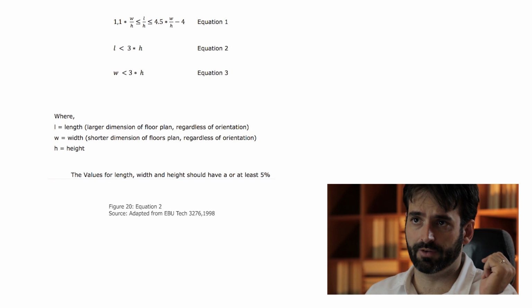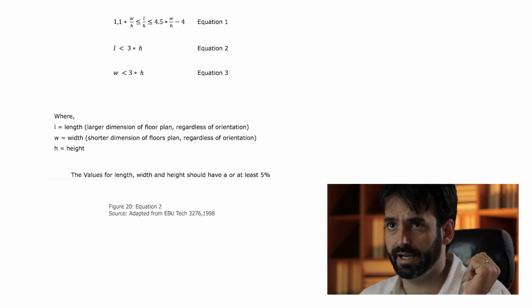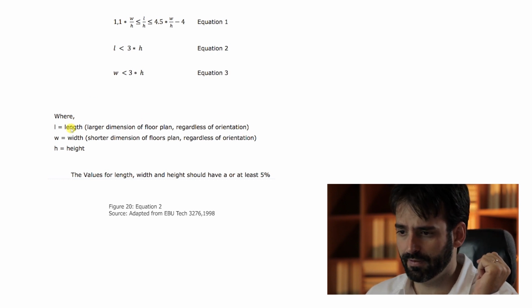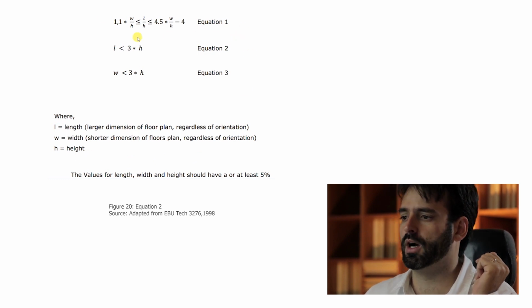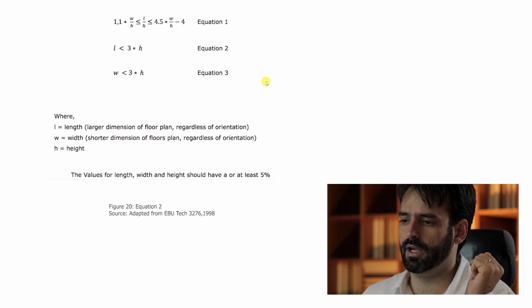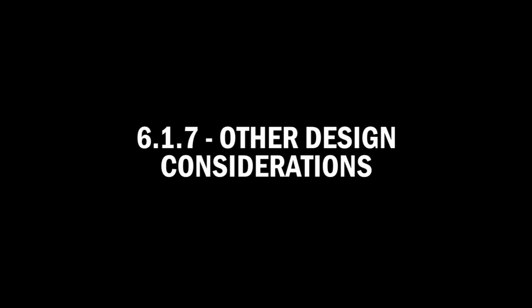The proportions of the room lie within the tolerance presented in the following picture. So here we have L, which is length, W, width, and the height. All right, and we have equation 1, equation 2, and equation 3. All right, that's about the proportions. The proportions of the room should fit the tolerance presented in these 3 equations here.